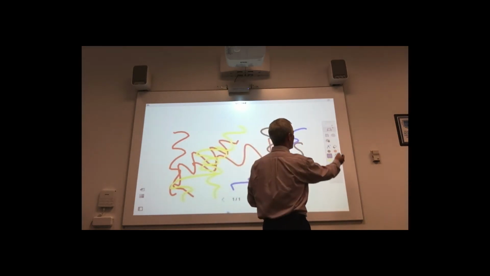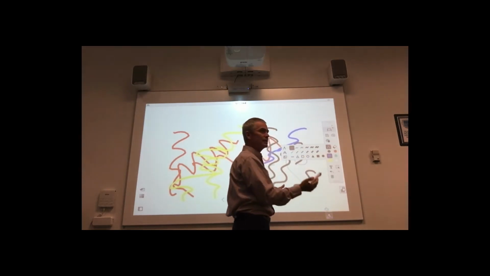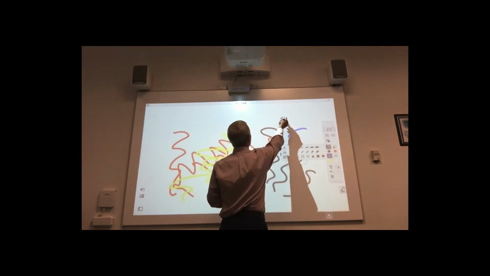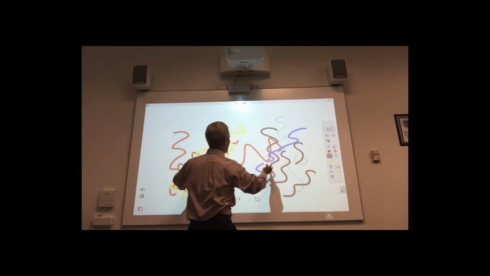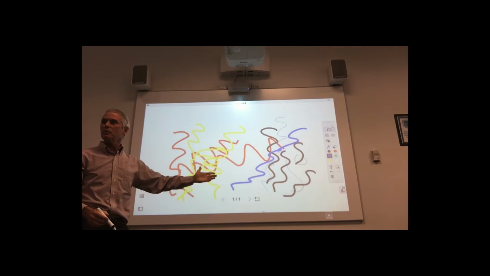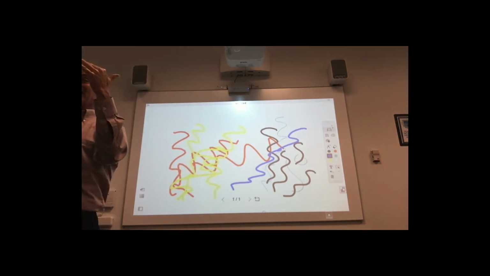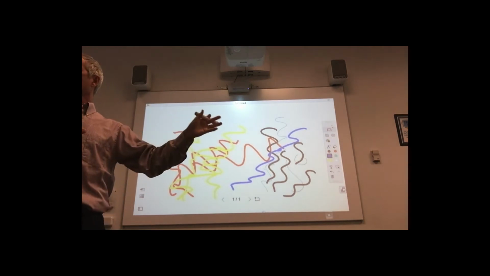I should also be able to change the thickness of the line. So now I've got a much thinner line there with this, but I still have the same thicker line with my finger. So I've got two different colors, two different thicknesses based on what I select.